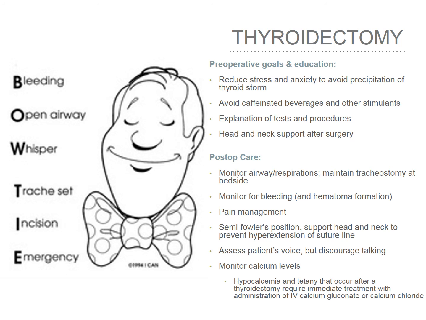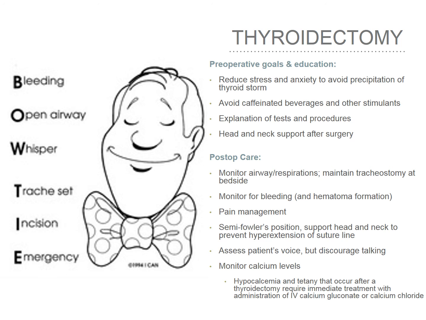And then assess the patient's voice. Again, think of where the thyroid gland is. It's right below the larynx. So you want to assess that their voice still works okay, but you also want to discourage too much talking. You want them to rest their voice as well.